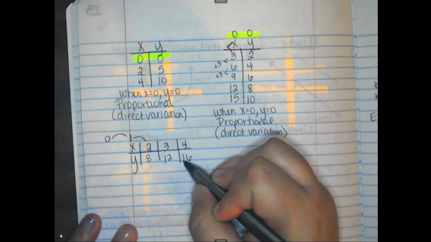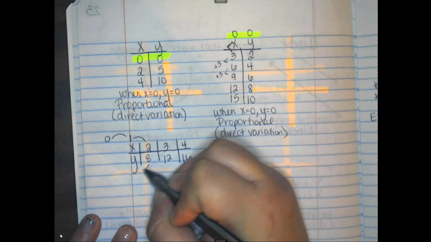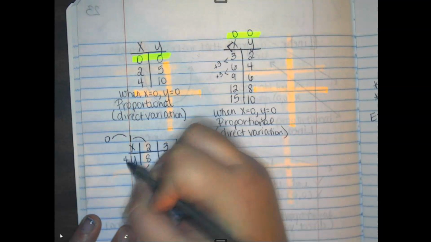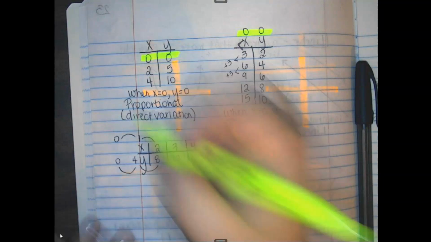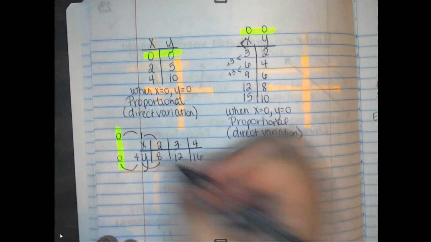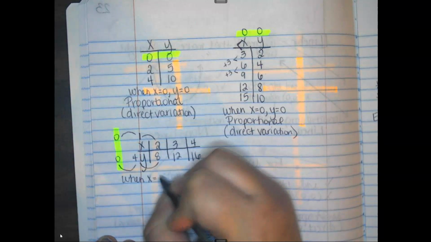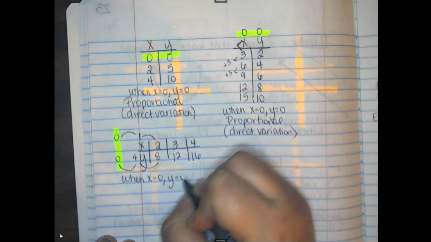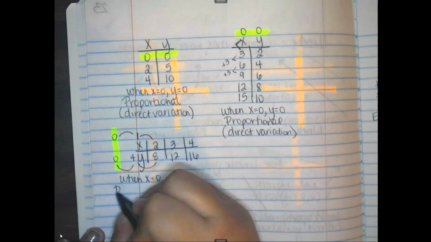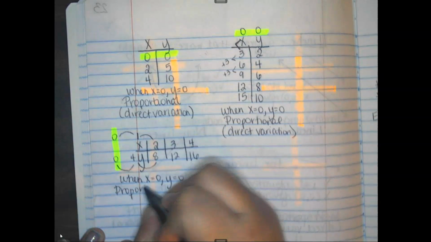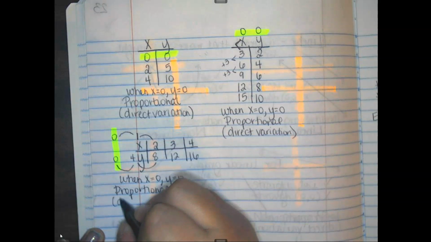So this is going by 4s. So before 8 would be 4. Before my 4 would be 0. So again, I have 0, 0. So I'm going to put when x is 0, y equals 0. So it is proportional. A direct variation.